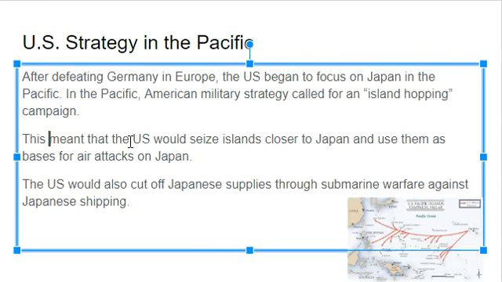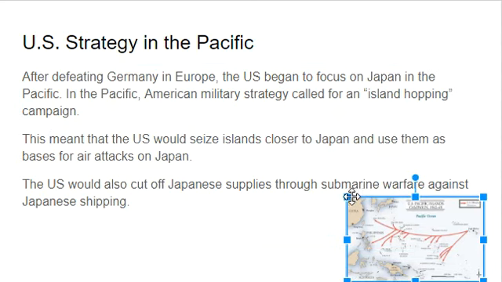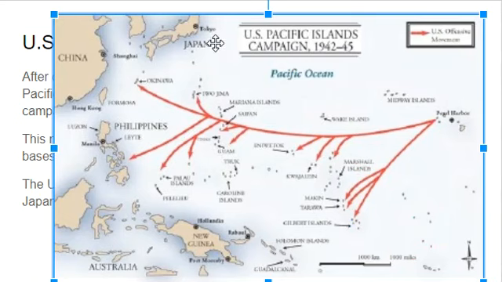And the whole strategy was that the U.S. would seize islands closer to Japan and use them as bases for air attacks on Japan. So when we have these islands, we can get airplanes on them and then we can bomb Japan. And the U.S. would also cut off Japanese supplies through submarine warfare against Japanese shipping. So if Japan was trying to bring in food or something into the country, the United States put boats and submarines all around, and we destroyed anything that tried to get into Japan.